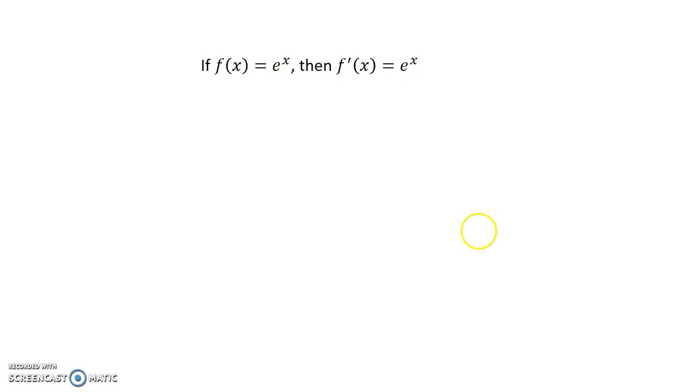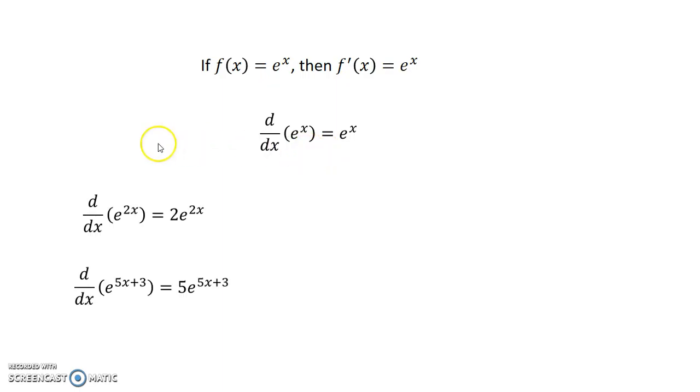In other words, if f of x is e to the x, then the derivative is also e to the x. We can write that shorthand. The derivative of e to the x equals e to the x. And by using the chain rule, you could do stuff like that. Derivative of e to the 2x is 2 e to the 2x. Derivative of the inside times derivative of the outside. And same here.